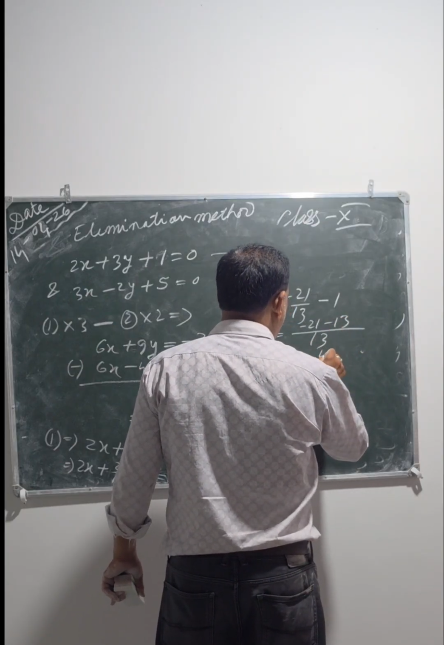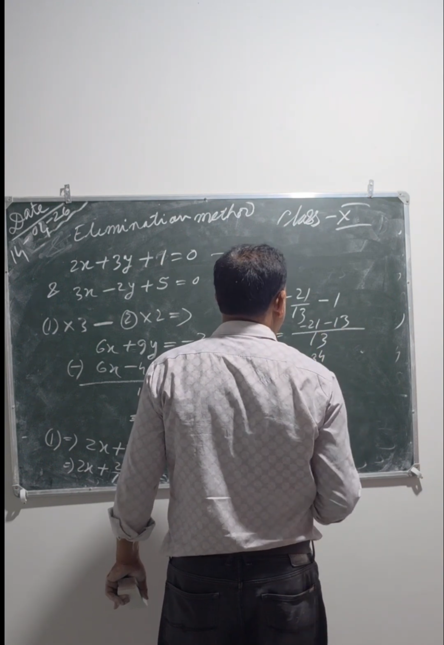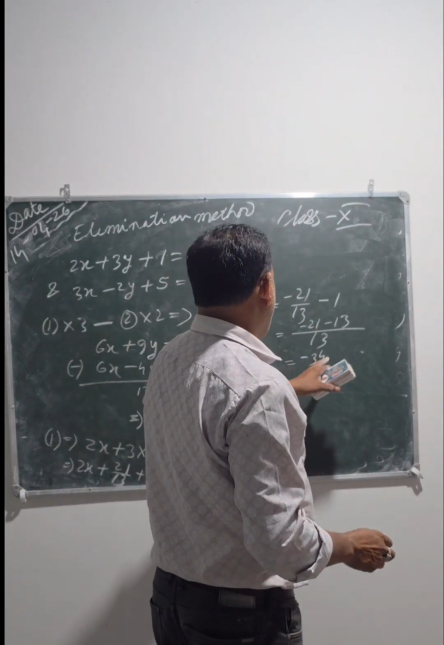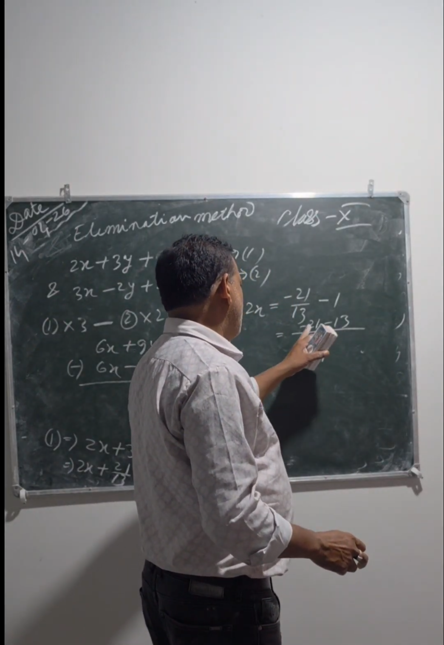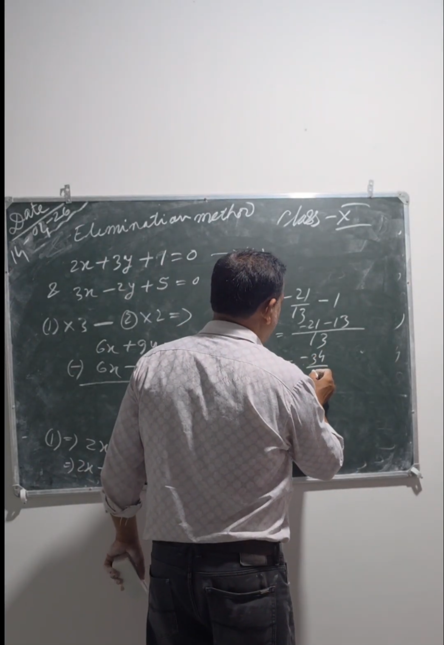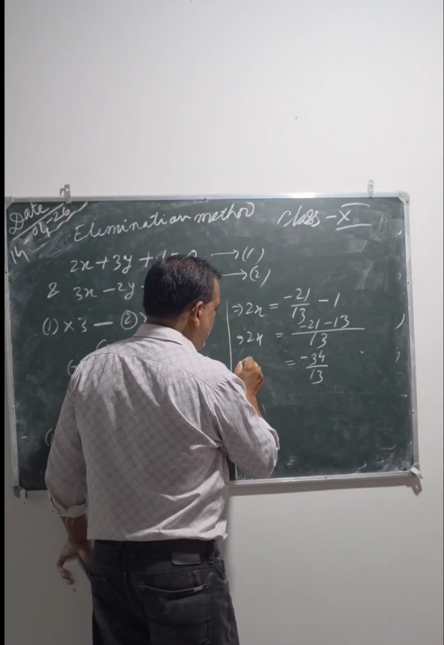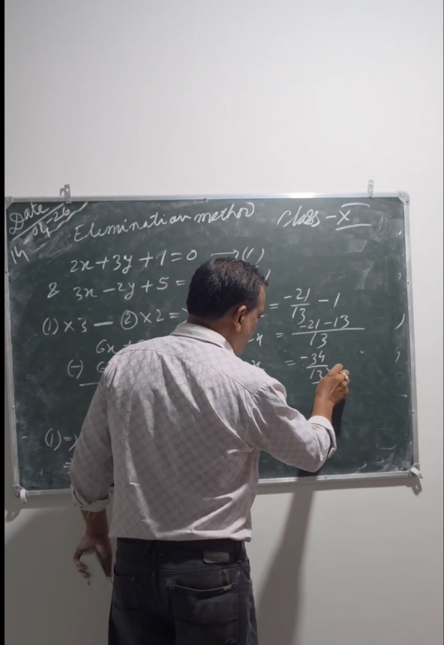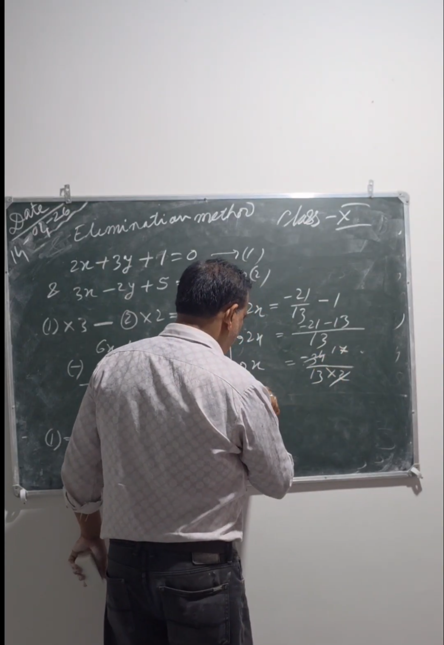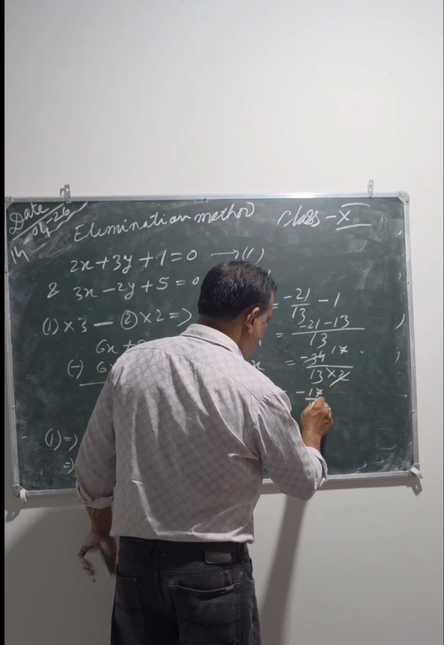21 plus 13, 34, minus. Both are minus, so we add them and the sign is also minus. So 34 divided by 13. So this is twice x. This will be x, this 2 will come down, multiplied by 2. Cut it by 2. It will be 17. So the value of x will be minus 17 by 13.